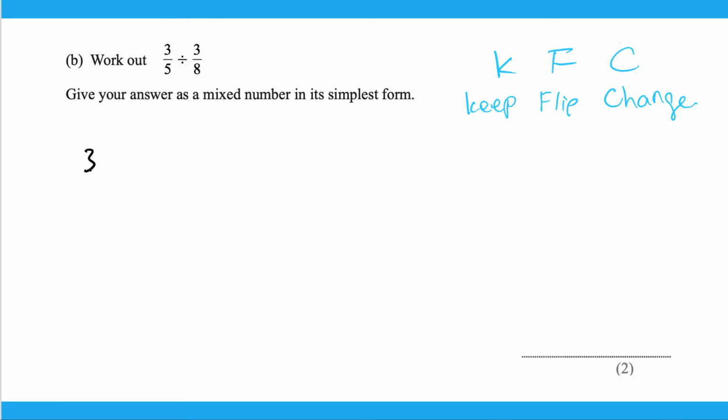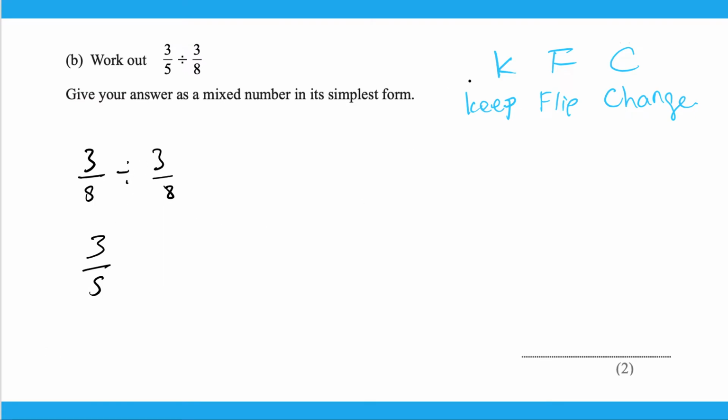So we have 3/5 divided by 3/8. Whenever you're dividing fractions, remember KFC. The first fraction, you need to keep it. You keep the first fraction. So we're gonna do nothing with this fraction, we're gonna keep it.